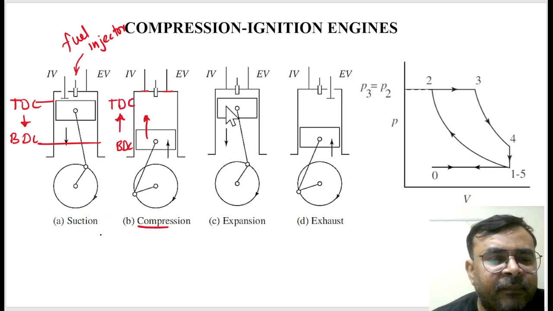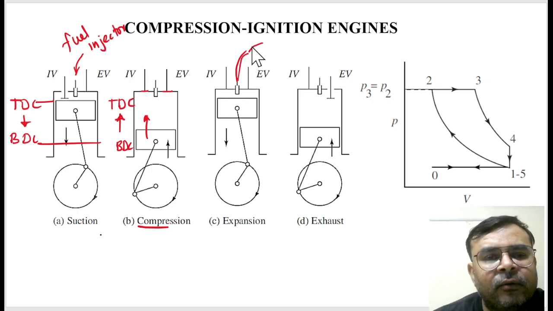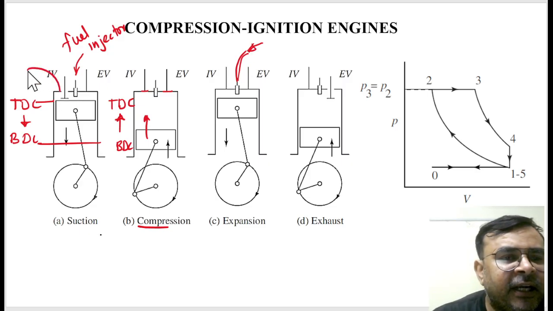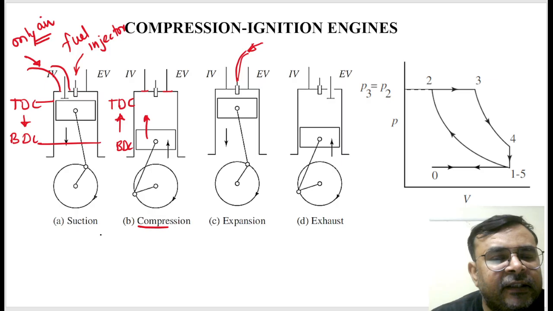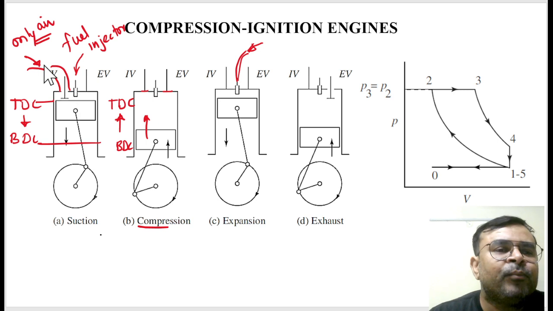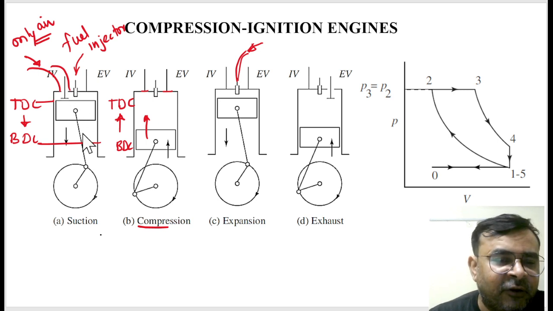And at the end of this compression, when we provide fuel, of course you can see here only air can enter into the cylinder. Is that right? Only air. You just remember this, only air. While in the SI engine, an air-fuel mixture enters into the cylinder, but here only air enters into the cylinder. Are you getting my point?